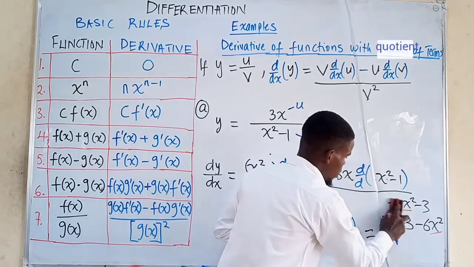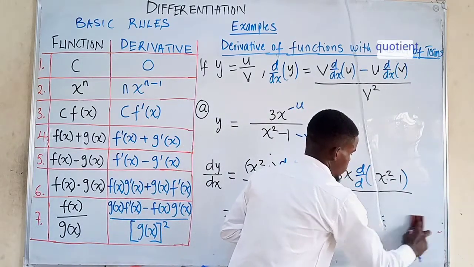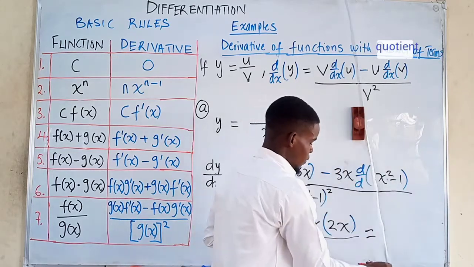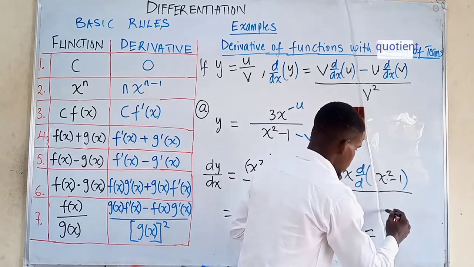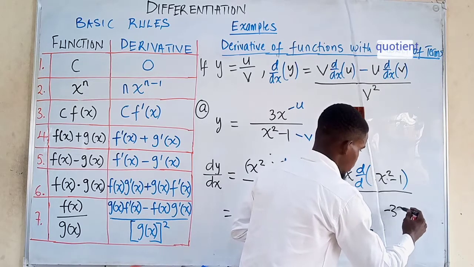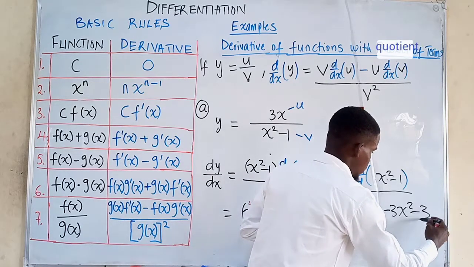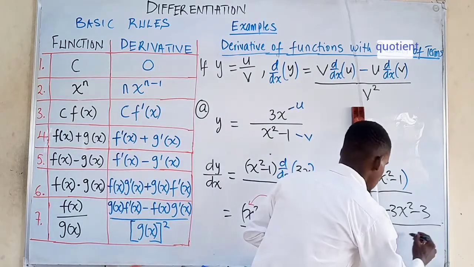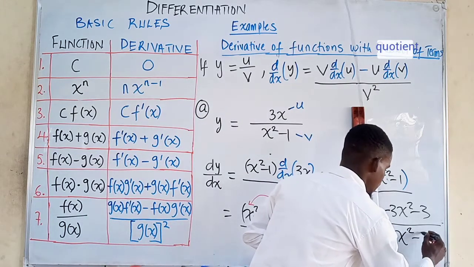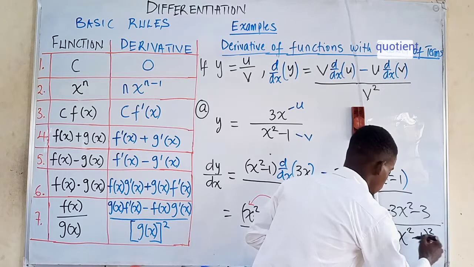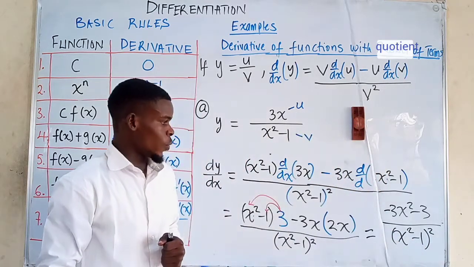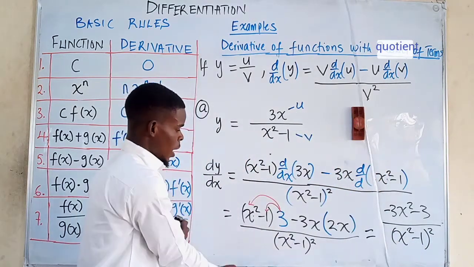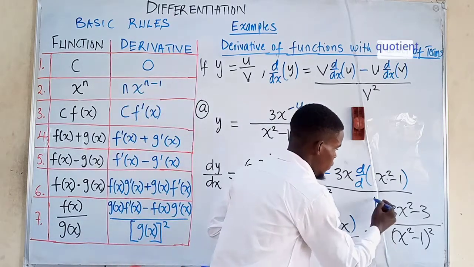Let me clean things up a little bit. So we have negative 3x squared minus 3, and then the denominator, we just enter with x squared minus 1 all squared. So we are done differentiating, and that right there is the derivative of the given function.